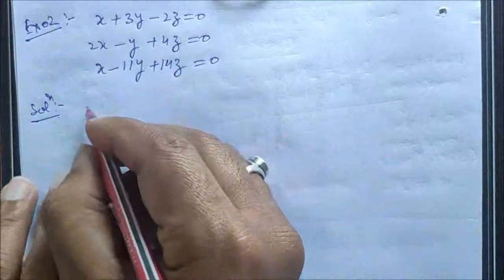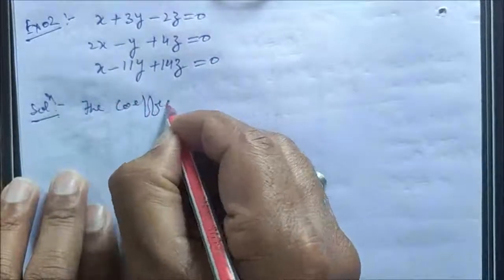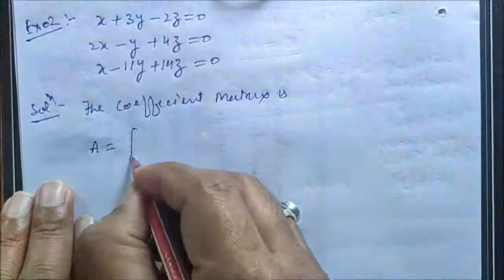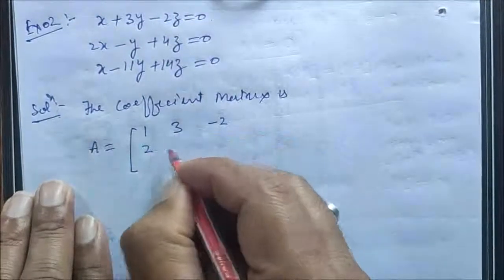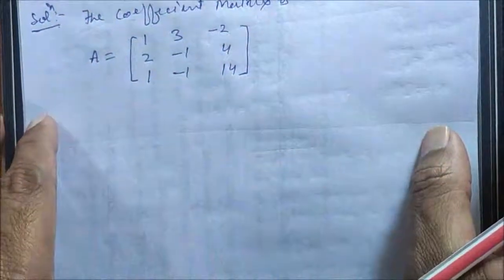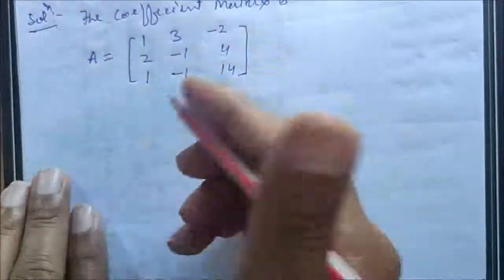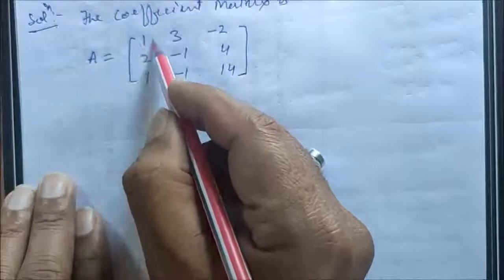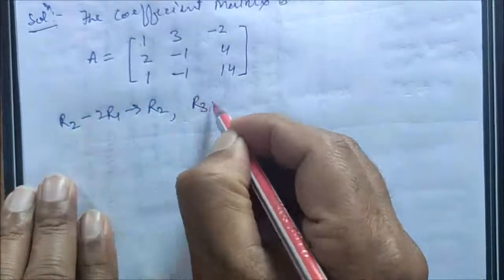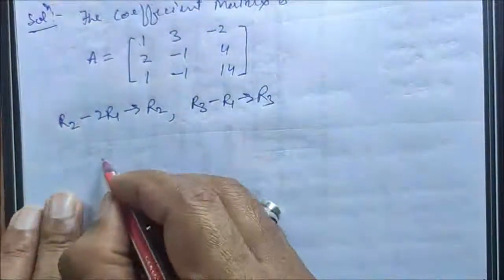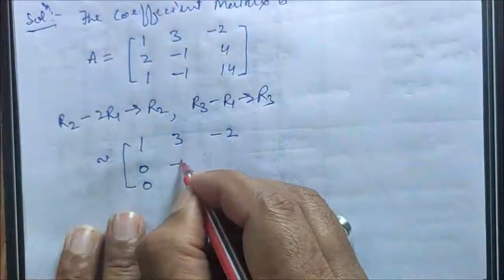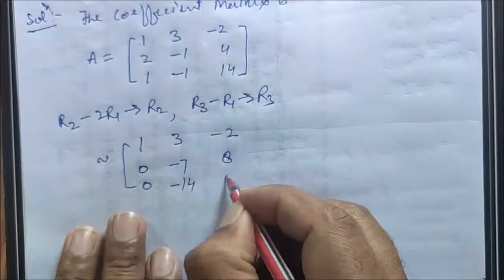So for which we just find the coefficient matrix. The coefficient matrix is capital A: 1 3 minus 2, 2 minus 1 4, 1 minus 11 14. Now we reduce it into echelon form to find the rank of this matrix A. So we reduce this and this element to be 0 using this element. For which we apply the operations R2 minus 2R1 implies R2, and R3 minus R1 implies R3. Therefore it reduces to 1 3 minus 2, 0 minus 7 8, and 0 minus 14 16.